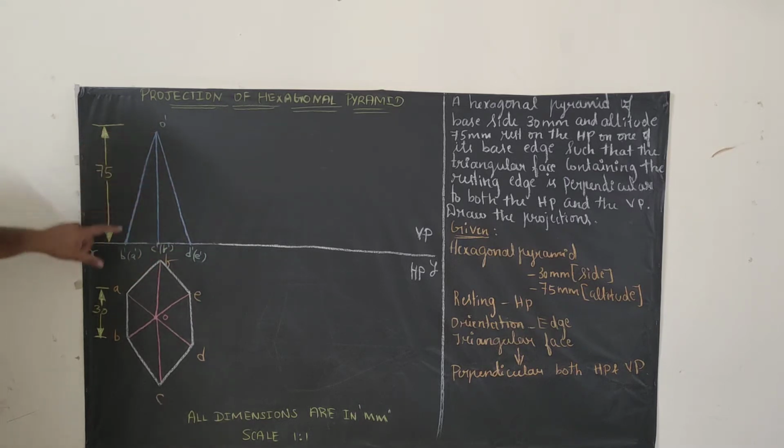Just connect this O dash with this point. So that now we have formed the triangle. And for writing the naming, just follow what I say.